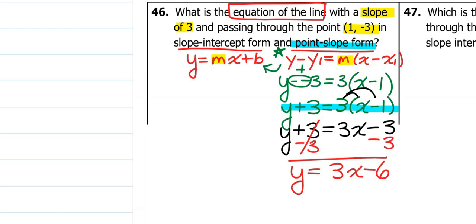Okay. So now we have slope-intercept form here. So this is the same line in 2 different forms. Point-slope, which is what we start with. As soon as we have slope, we can plug into point-slope. And then slope-intercept, which we get by expanding point-slope form. All right, let's go on to 47.